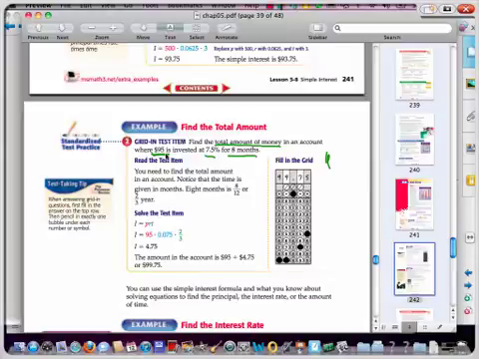You're going to find the interest. You're going to have to add that together. And the second thing that's different is they didn't give us years. They gave us months. So we're going to still use our I equals PRT formula, but we're going to do a couple of things differently.